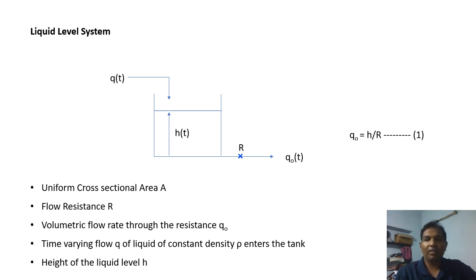Which means that if there is less resistance, then the volumetric flow rate will be high, and if the height of the liquid level is more, then obviously we have a high volumetric flow rate. So with these assumptions, we will start with the first principles to find out the mathematical model.